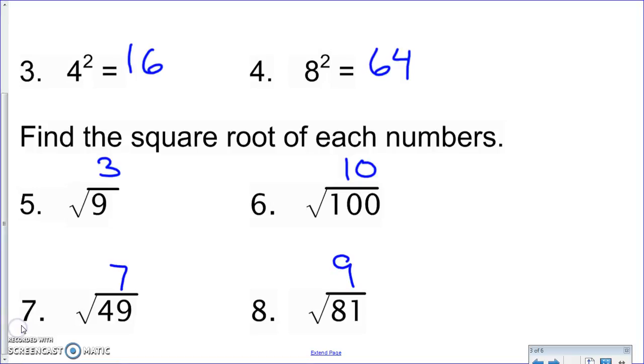Please make sure you've copied down all of the work and glue this page in your math notebook.